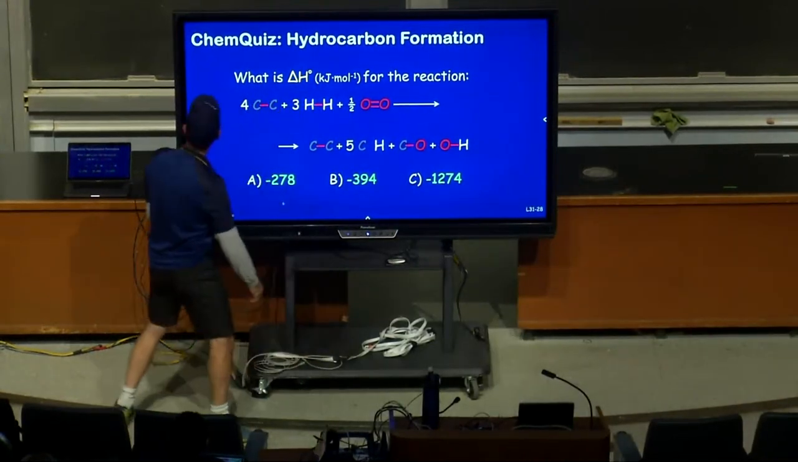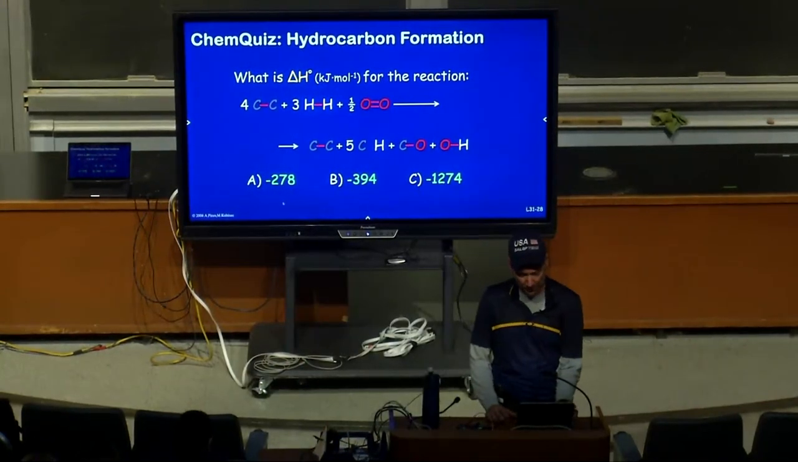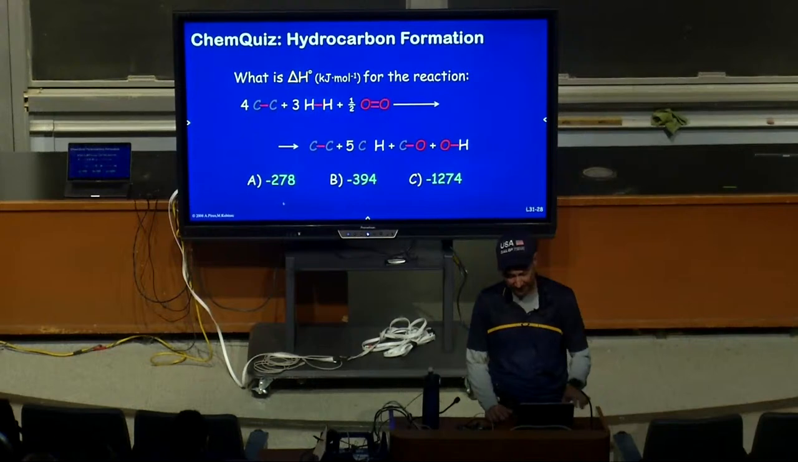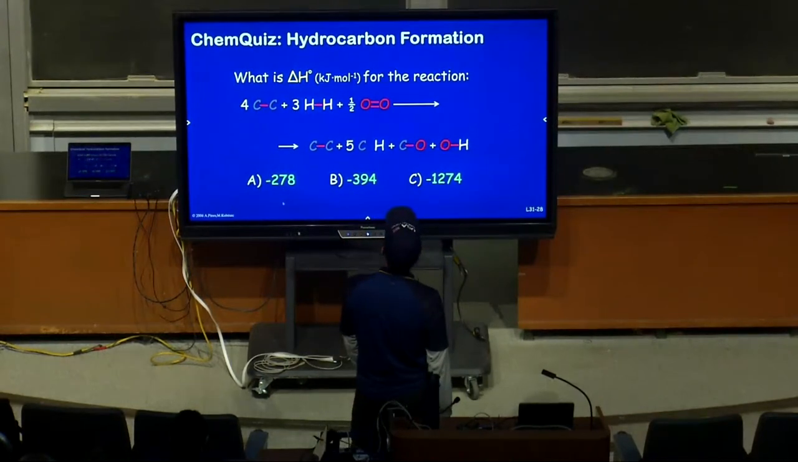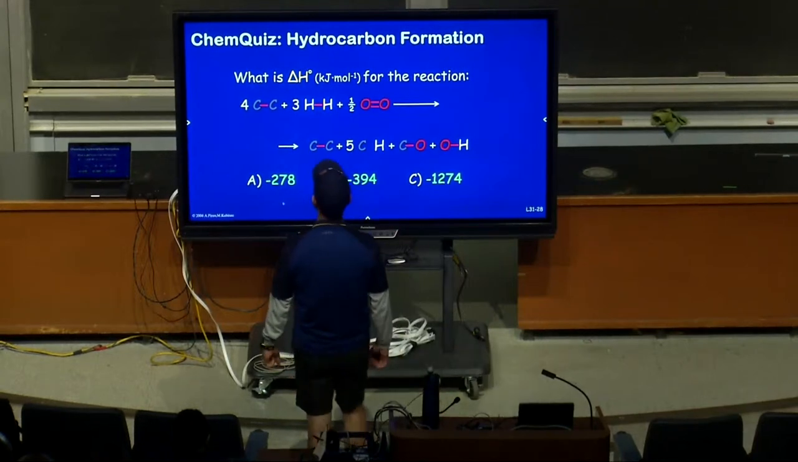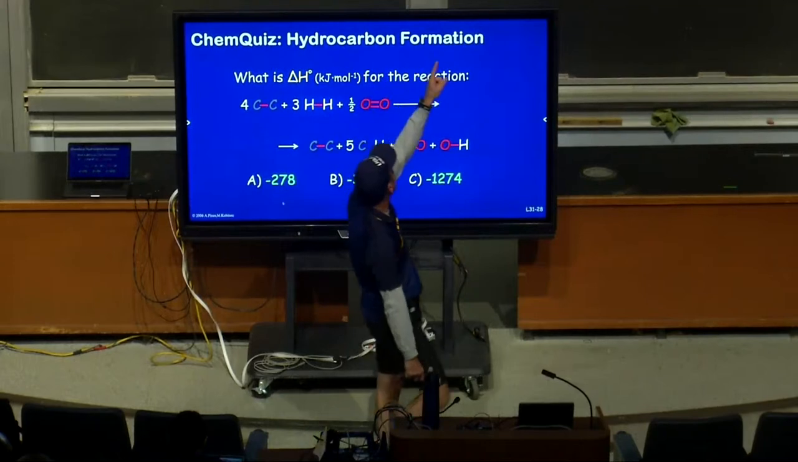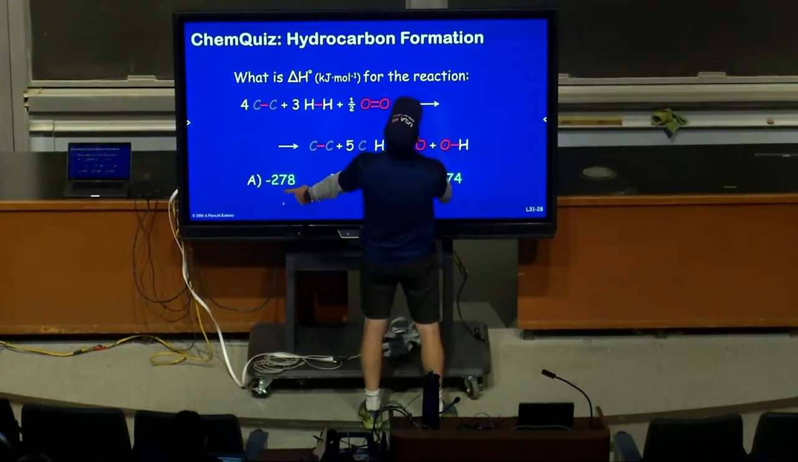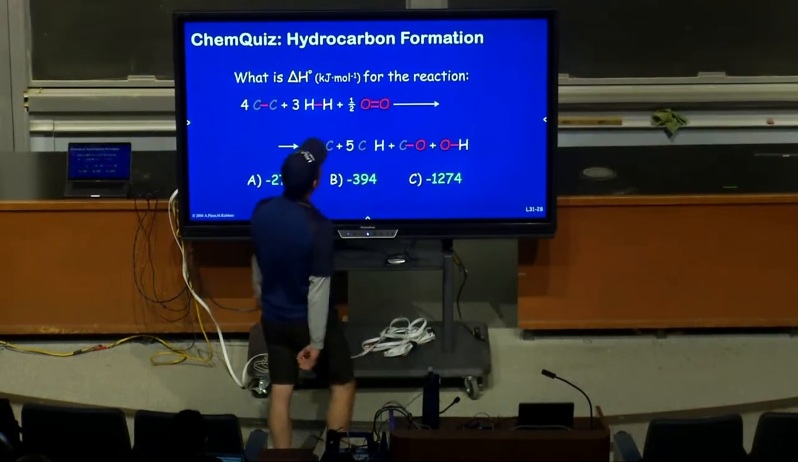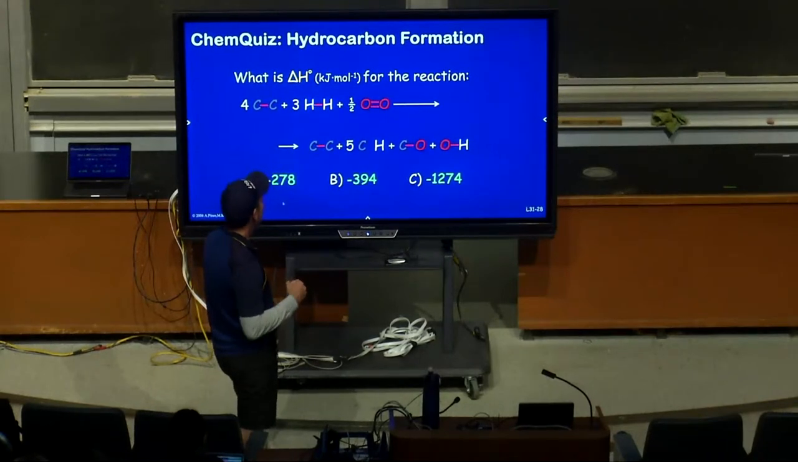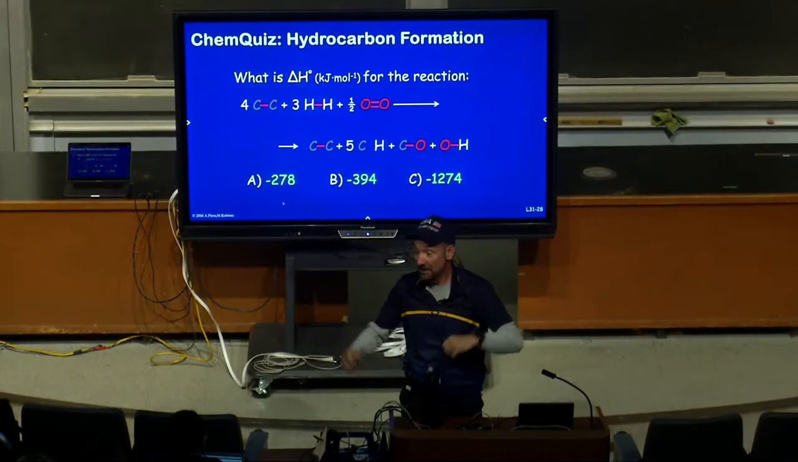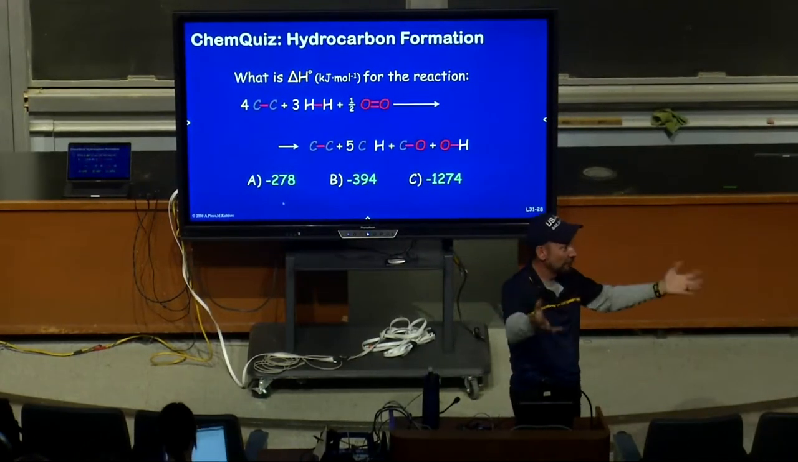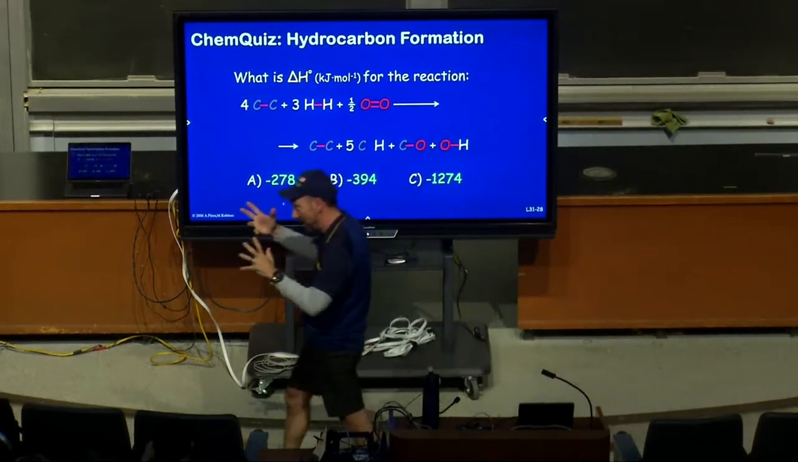These numbers, though, the reason I was showing you both of the tables, one of those numbers, minus 278, is up there. But also 394 is up there too. They're all up there. So that might have given you some hint that you could also use this table instead of the bond enthalpy table. But let me just tell you, it's okay to use the bond enthalpy table. That is one way you will do things on the exam. So don't feel like, oh, I should have done it a different way.